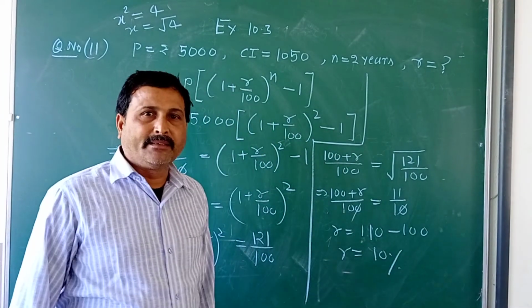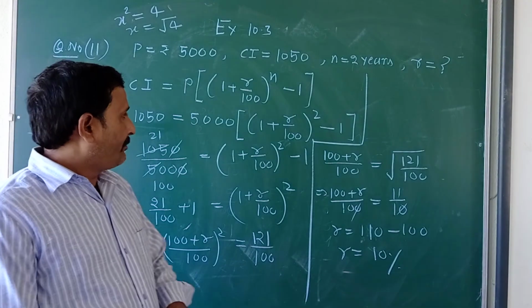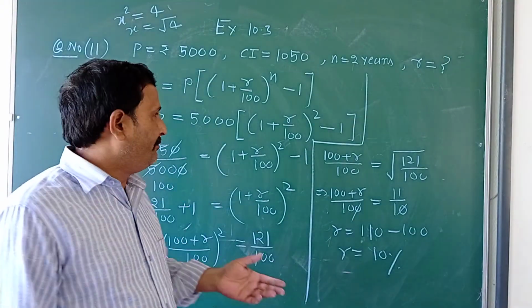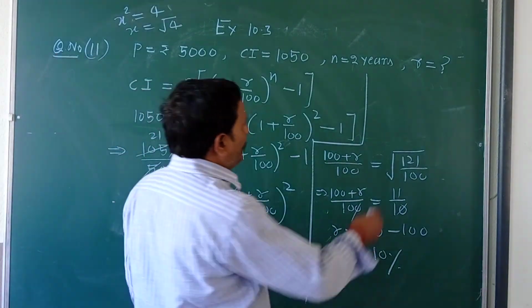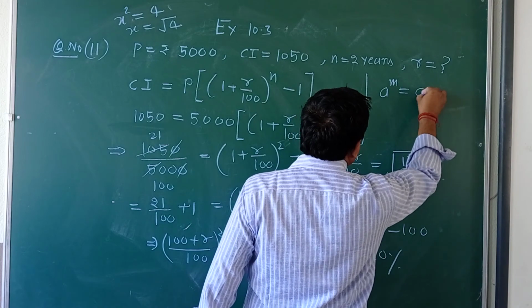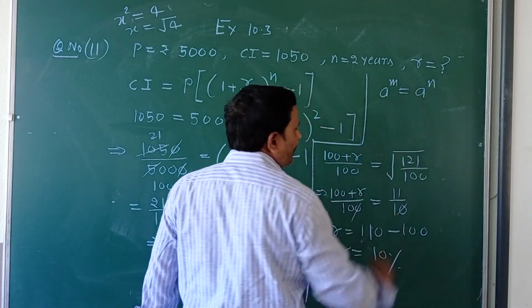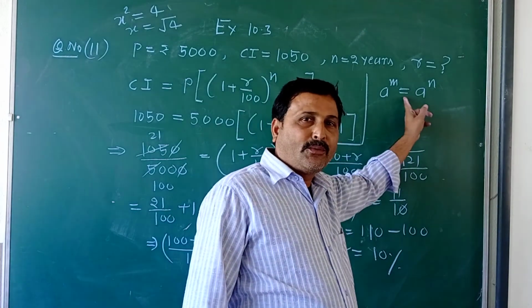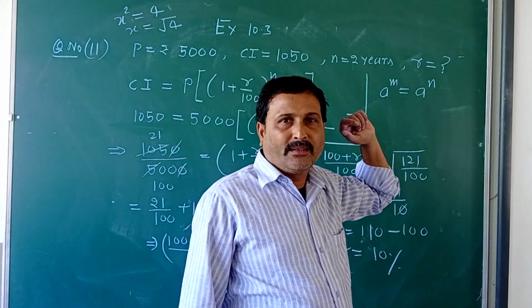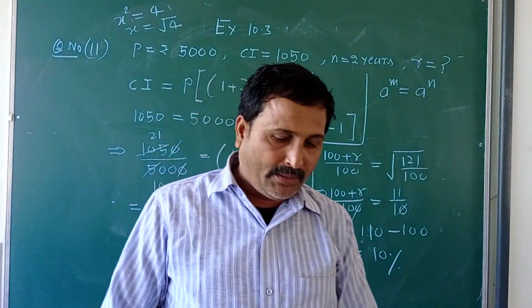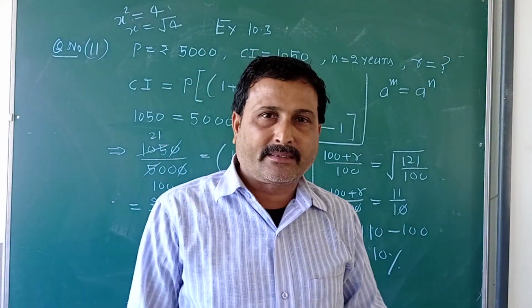Rate is coming 10%. Here rate is asked, but maybe in some question, time is asked. For time, you know this formula: if a power m is equal to a power n, and the bases are equal, then the powers will also be equal. If the powers are equal, then the bases will also be equal. So use that concept, try to solve some examples, and you can easily solve this exercise.